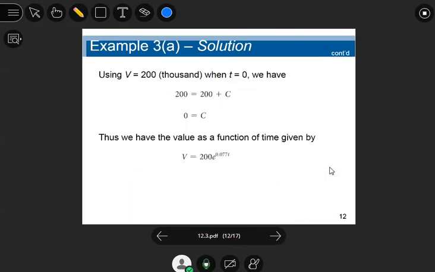We have found the value of v in terms of t, but we still need to know the value of c. To find c, we can use the initial condition: when t is equal to 0, v is equal to 200. Substitute these values into our formula for v, and you can find c is equal to 0. So finally we get this value for v in terms of t.